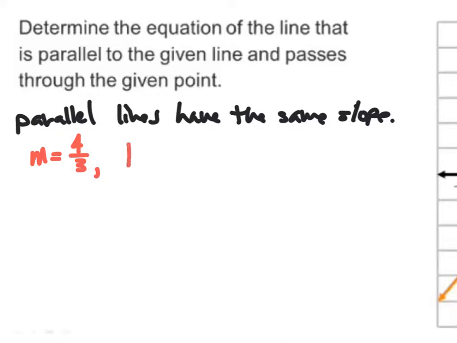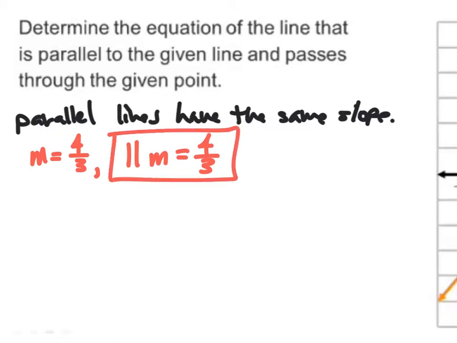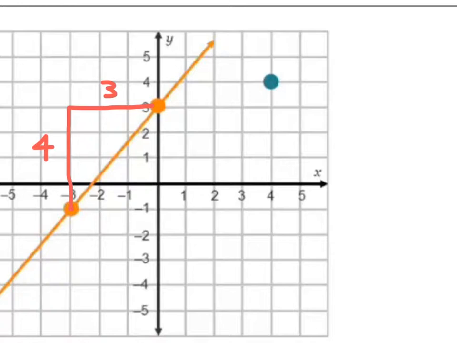And then I need to figure out my parallel slope, which is going to be the same thing, and it's just going to be 4/3. Okay, so that's what I want. That's what we need. But then it has to go through this other given point.